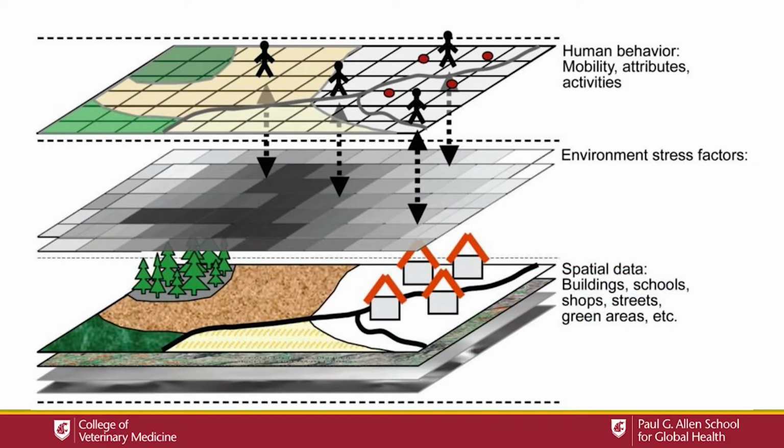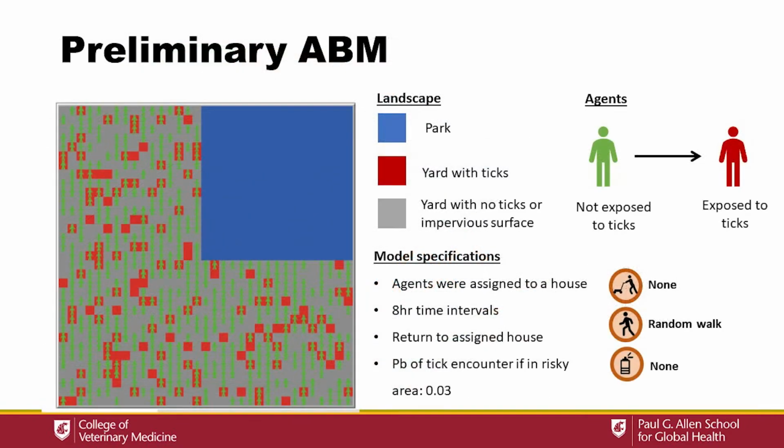And so this is the general structure. We're going to have agents moving in a landscape that has a different structure. We have houses, we have parks, and those structures have different attributes. We first did a preliminary agent-based model that is very simple. We just have a park inserted in an urban matrix, and the red squares are yards that may have ticks. So the ticks can be either in the parks or in those yards that have ticks. And agents, people, can be exposed or not exposed to ticks.